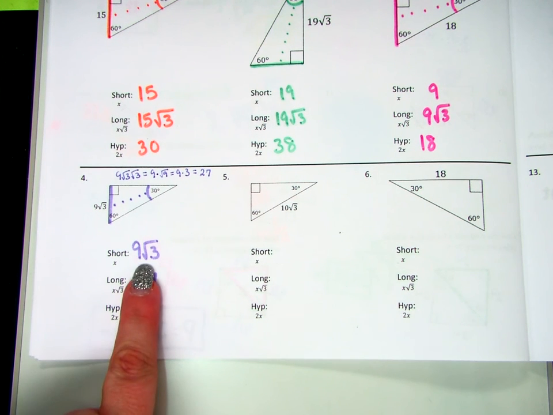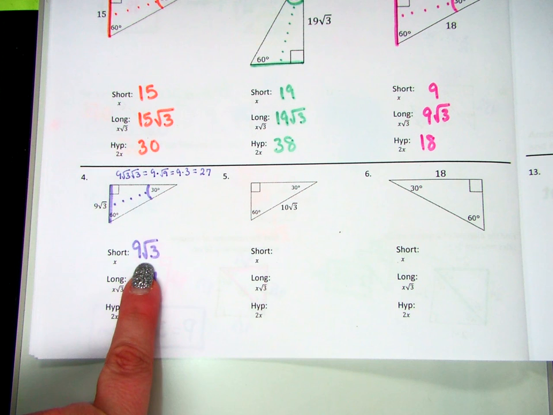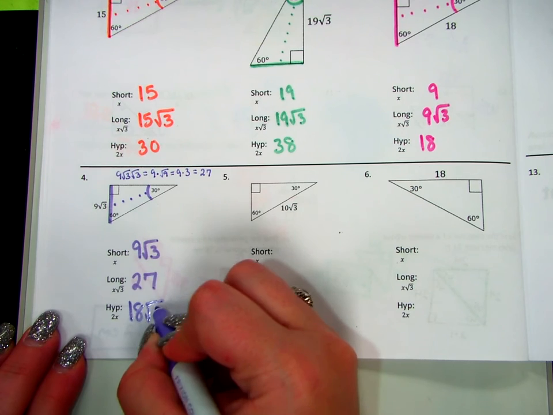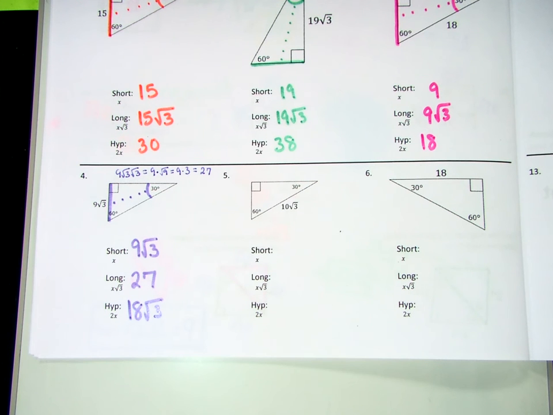My hypotenuse is double the short leg. So if I have 9 square roots of 3 and I double that, how many square roots of 3 do I now have? 18 square roots of 3, it's still square root of 3. 9 square roots of 3 plus 9 square roots of 3 is 18 square roots of 3. The square root of 3 kind of acts like an x, like a variable.